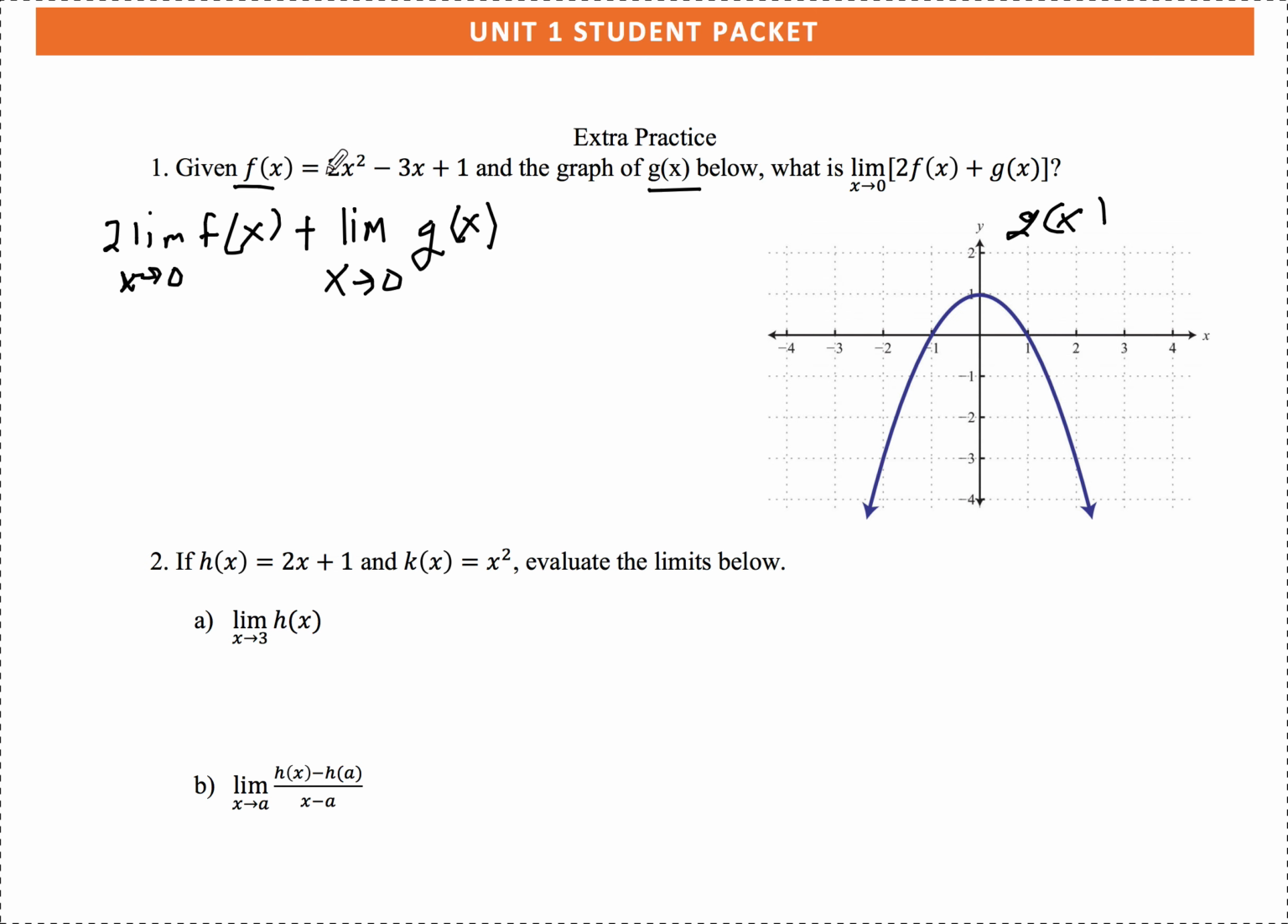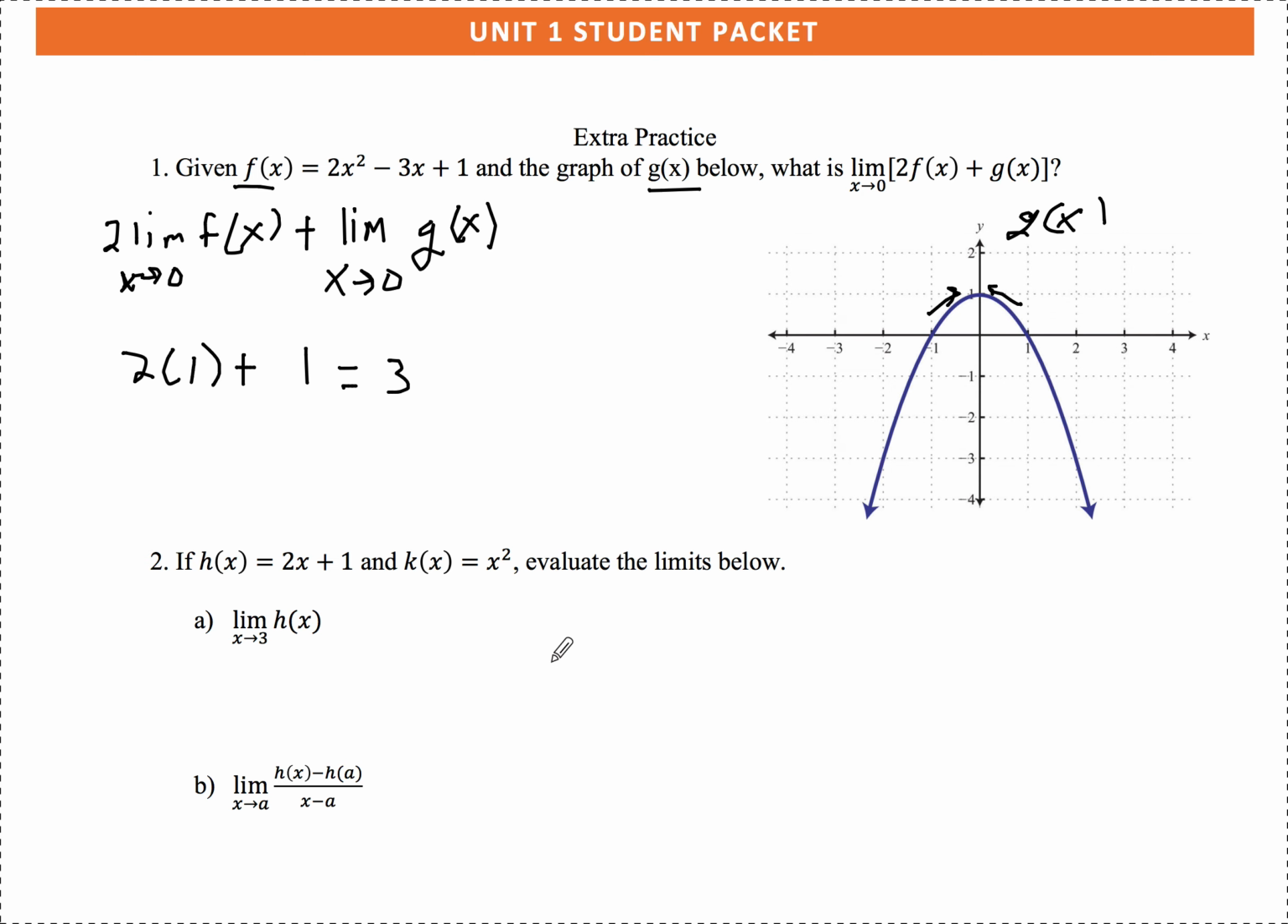The limit as x approaches 0 of f of x, that's easy. If we plug in 0, we just get 1, so that's 2 times 1 plus the limit as x approaches 0 of g of x. We have to go to the graph here. As x approaches 0 of g of x, it looks like our limit approaches 1. So this ends up being 2 times 1 plus 1, which will give us 3.